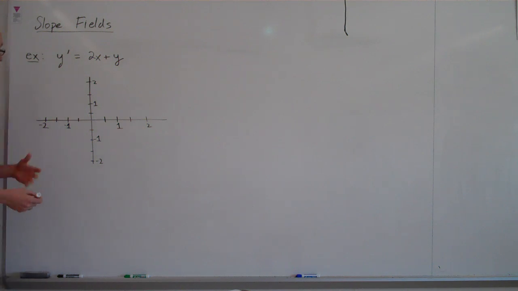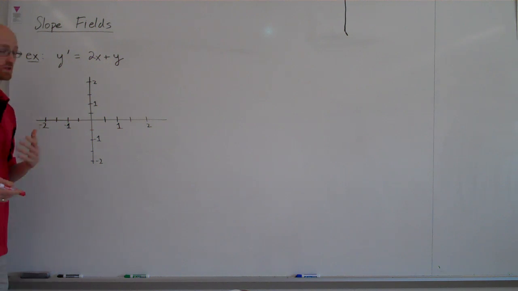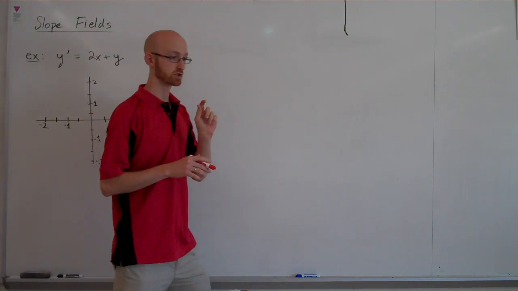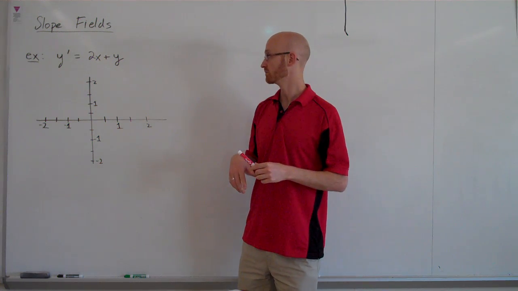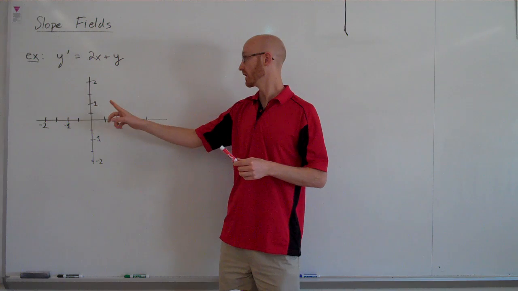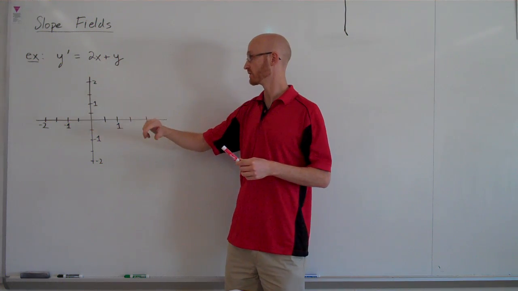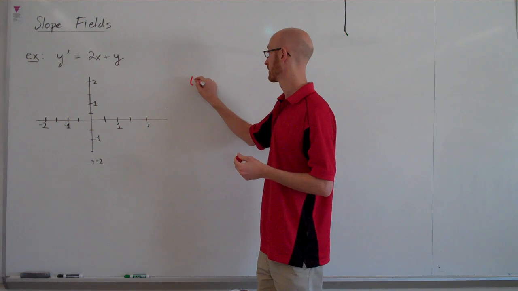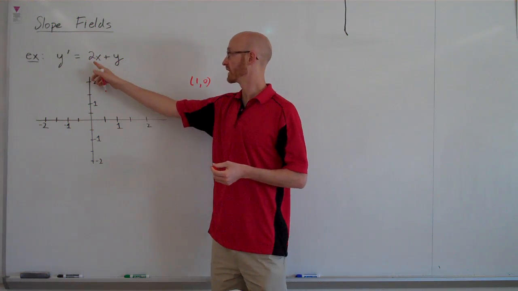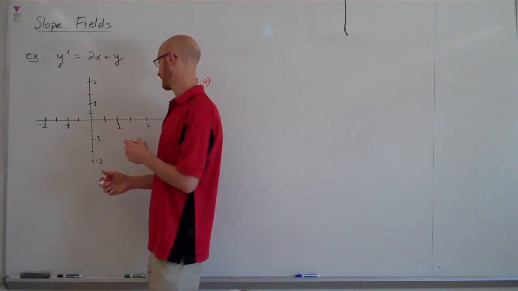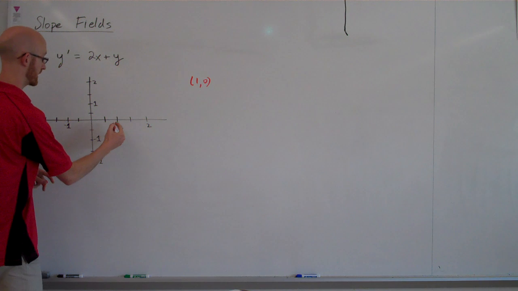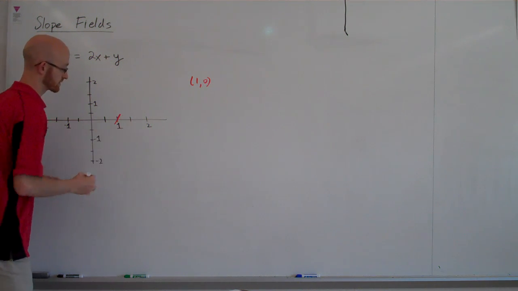Again, it's a first order. In order to draw a slope field, which is basically a collection of little line segments that show you the slope at any given point, for example, if we substituted in x is 1, y is 0, so that's the point 1 comma 0, we would find 2 times 1 plus 0 is 2, which means the derivative is 2 at that point. So I'm going to go to 1 comma 0 and make a little line segment with slope 2.